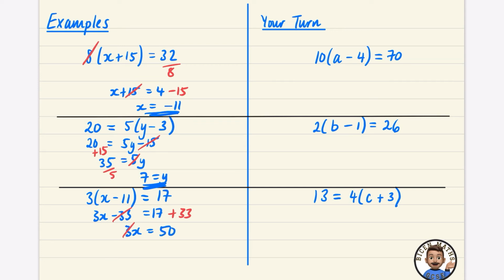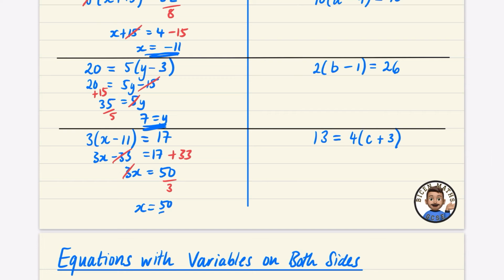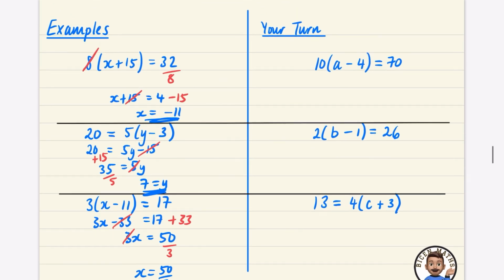And then I'm going to get rid of that 3 by doing divide by 3. So I can't really simplify that. So I'm just going to say that it is x equals 50 over 3, and that's fine. So pause the video and have a go at these 3 and see if you get the same answer as I do.